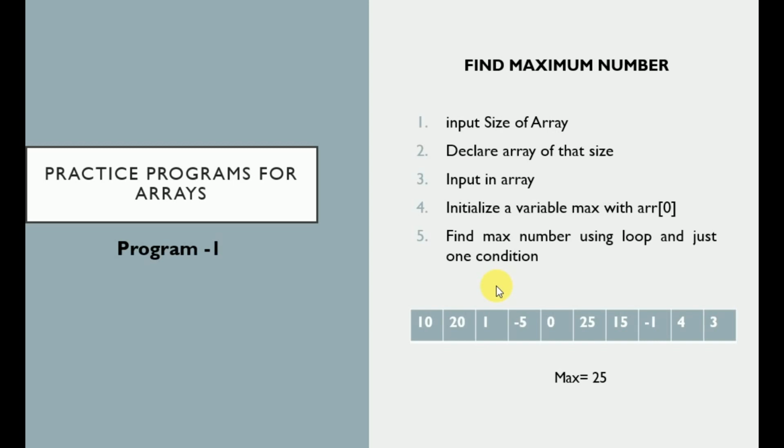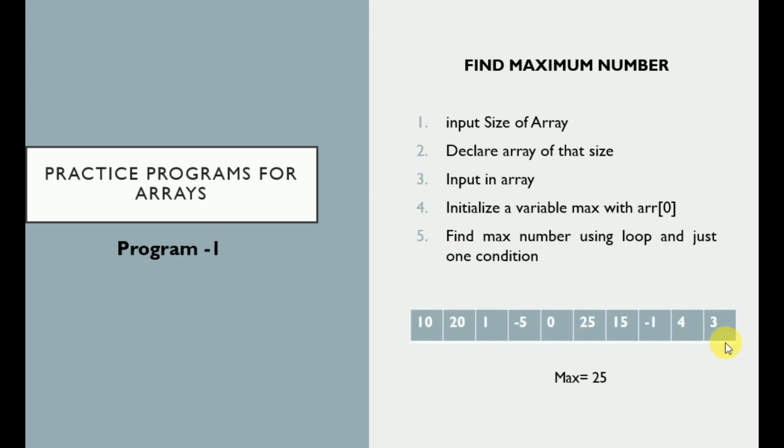In this video, we will solve some programming problems using arrays. The first one is to find the maximum number in an array. For this purpose, the procedure is first of all to take input size of array and then declare an array of that size. Then take input elements in the array and then initialize a variable max with array of 0. So the maximum number, this variable will be used to store the maximum value in the array. And then find the maximum number using a loop and just one condition.